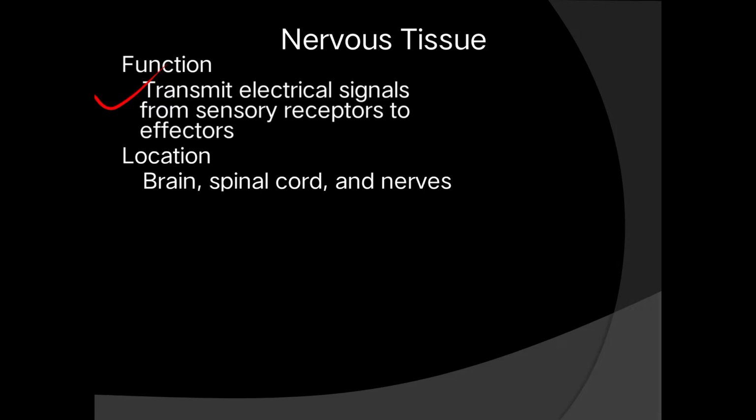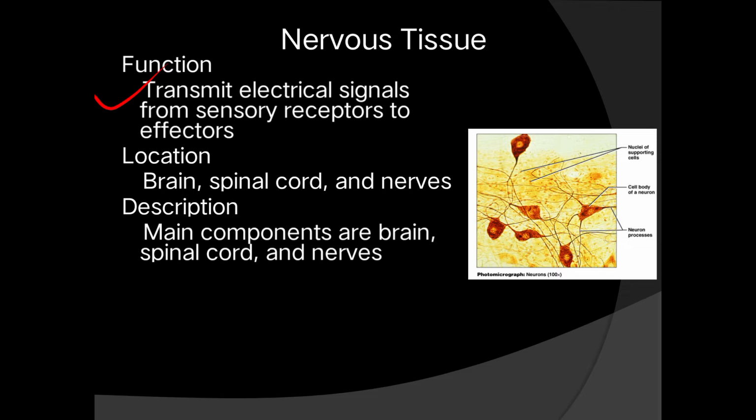What is the location of nervous tissue? It is located in the brain, that is the central nervous system. The spinal cord is also central nervous system. The nerves are located in the peripheral nervous system. After that, what is the description? The main components are the brain, spinal cord and nerves.